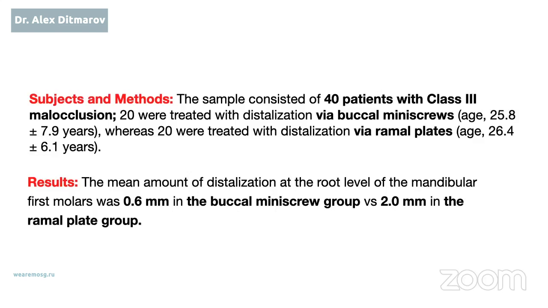And 20 other patients were treated with distalization with the help of mini plates. You know what mini plates are. They provide even more stable anchorage. So what were the results? The mean amount of distalization at the root level of the mandibular molars was just 0.6 millimeters, half a millimeter.